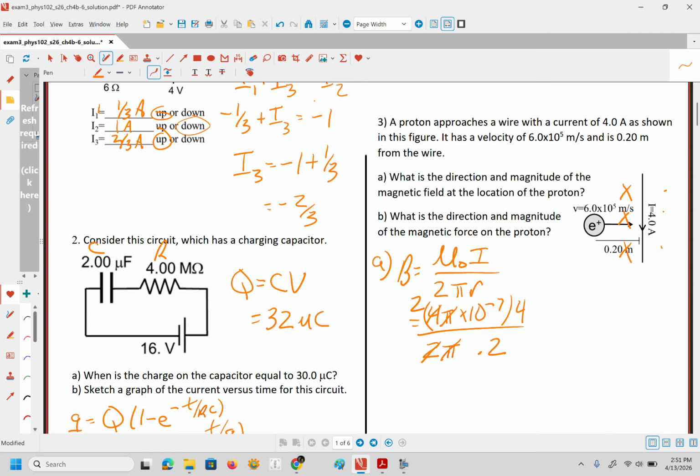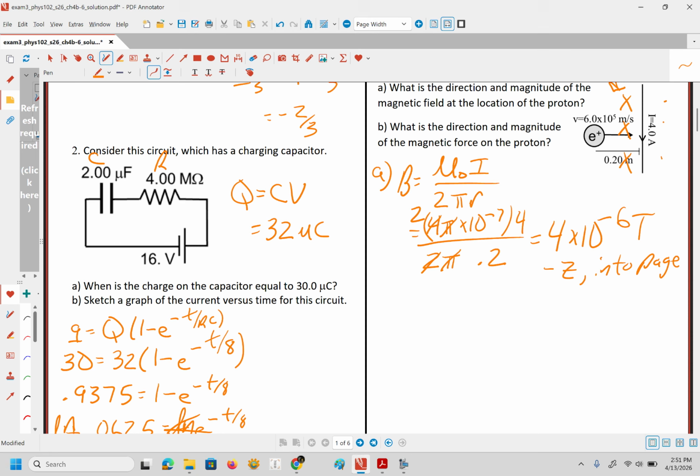I get 4 times 10 to the minus 6 Tesla, 4 microtesla. All right, so that's the magnetic field. It's into the page. So that's in the negative Z or into the page. If you had this drawn correctly, I would have given you credit there too.